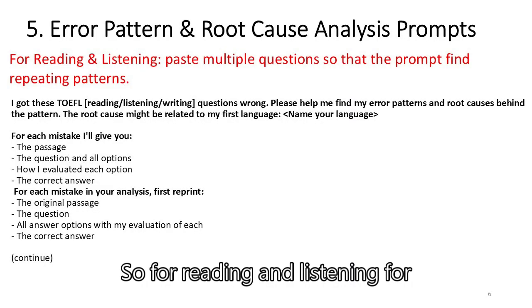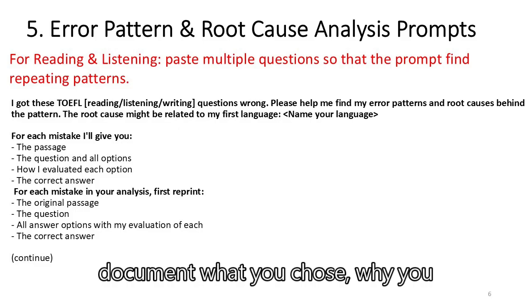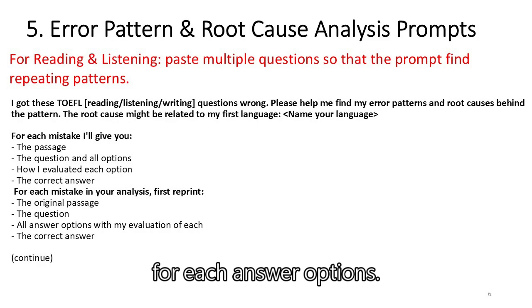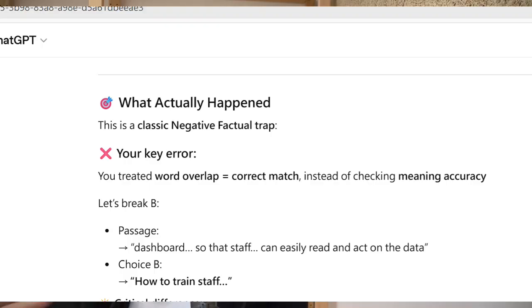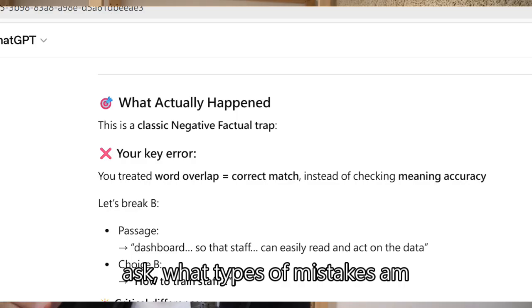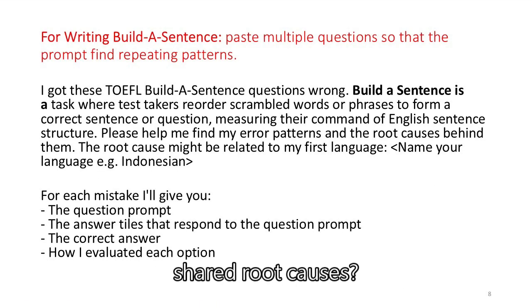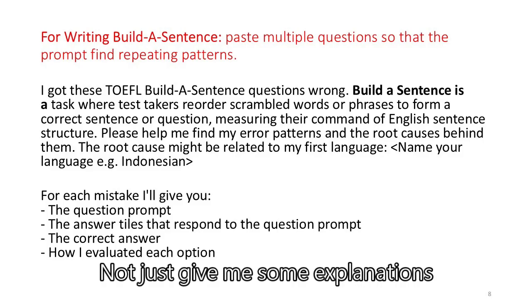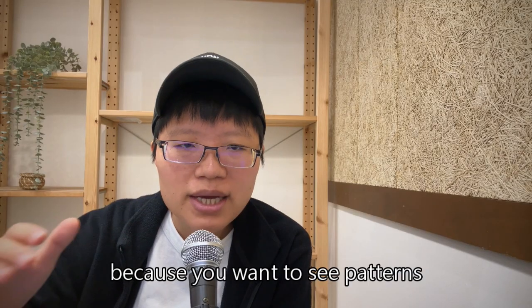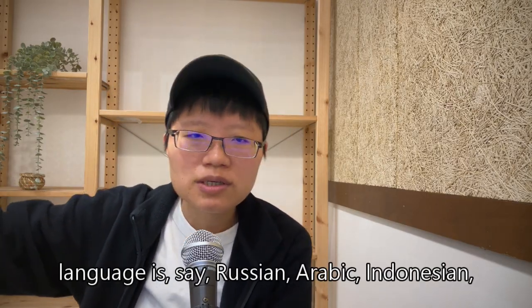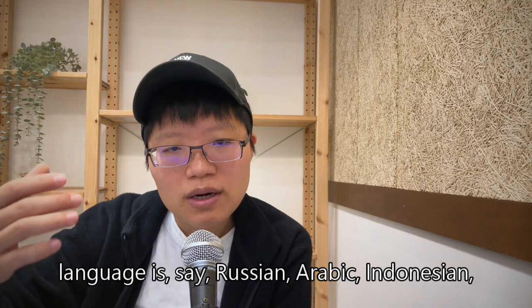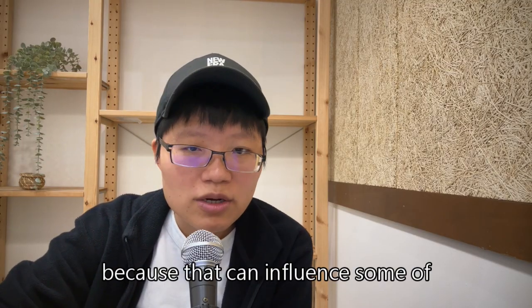So for reading and listening, for every wrong question, you have to document what you chose, why you chose it, what you were thinking for each answer option. Then put everything into ChatGPT and ask, what types of mistakes am I making and what are the shared root causes? Not just give me some explanations, because you want to see patterns across questions. Also, you can add, my native language is, say, Russian, Arabic, Indonesian, because that can influence some of the errors, especially the grammatical mistakes.